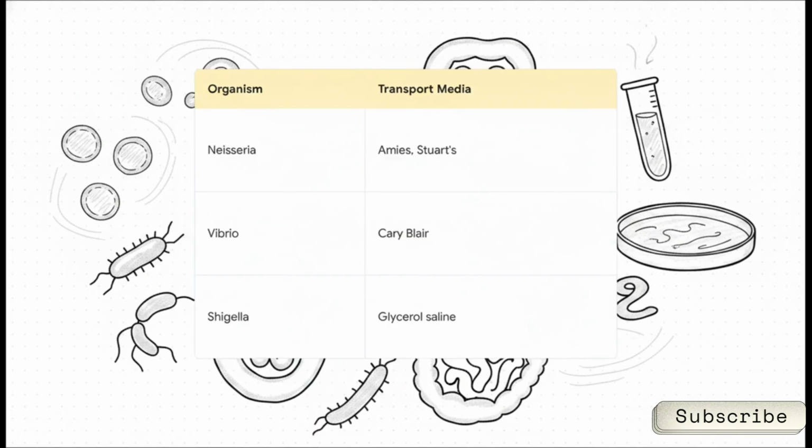Lock in Cary-Blair for your enteric bugs, like Vibrio, Shigella, and Salmonella. Just remember the name Cary means it helps you carry gut bugs safely. And for delicate Neisseria species, Amies medium is always your top answer.